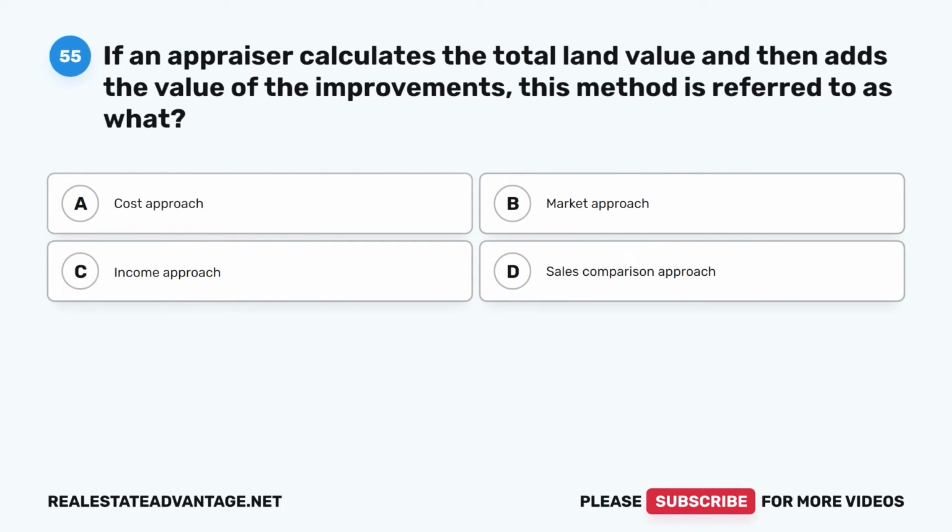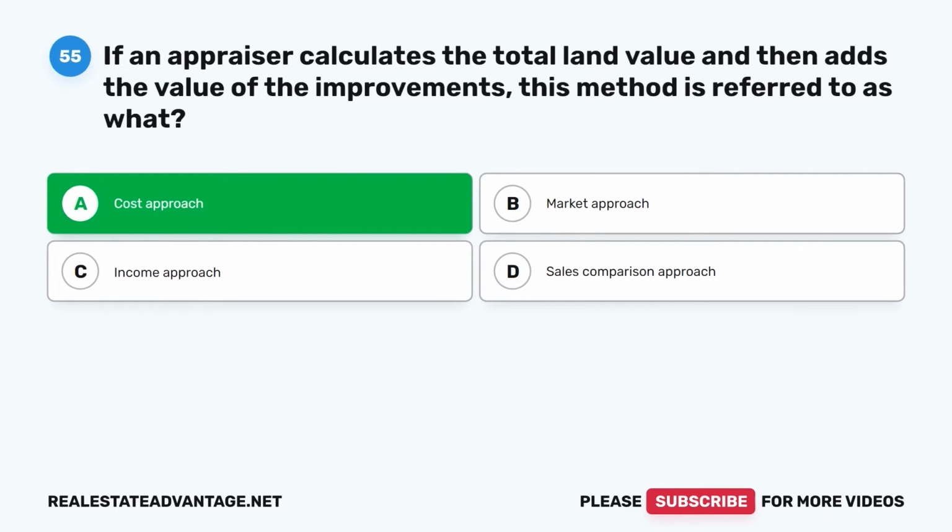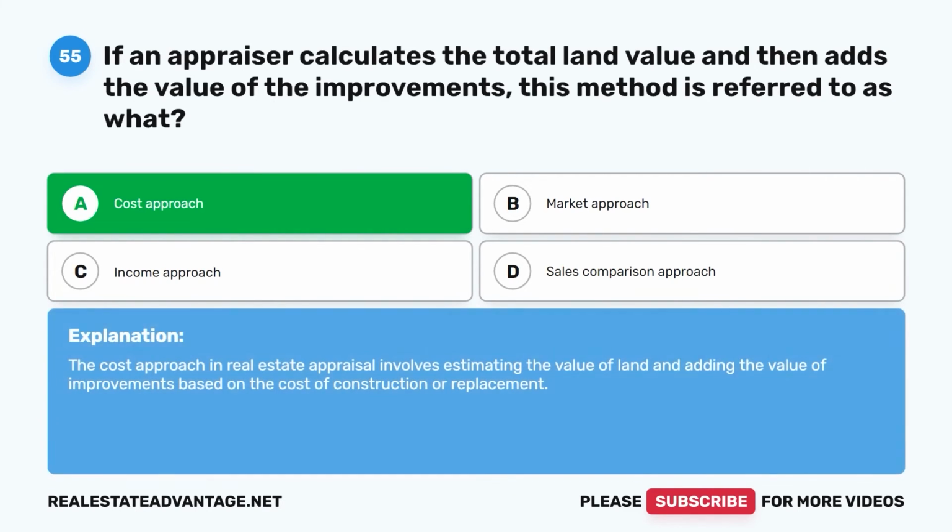Question 55. If an appraiser calculates the total land value and then adds the value of the improvements, this method is referred to as what? A. Cost approach. B. Market approach. C. Income approach. D. Sales comparison approach. The correct answer is A. Cost approach. The cost approach in real estate appraisal involves estimating the value of land and adding the value of improvements based on the cost of construction or replacement.